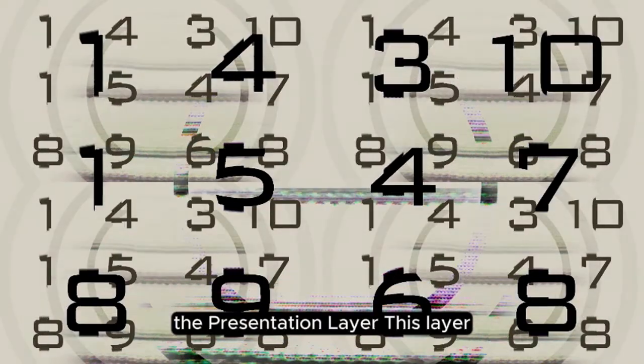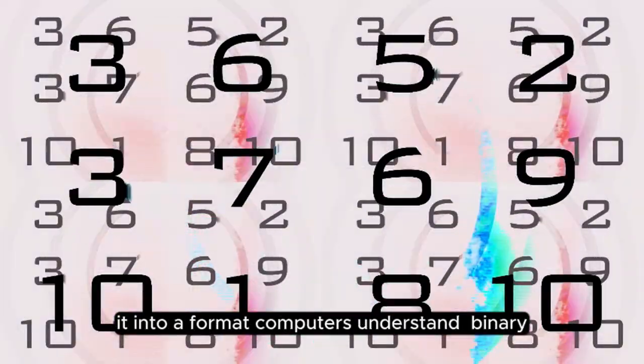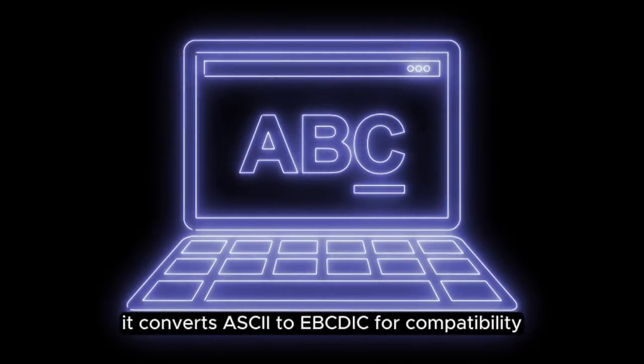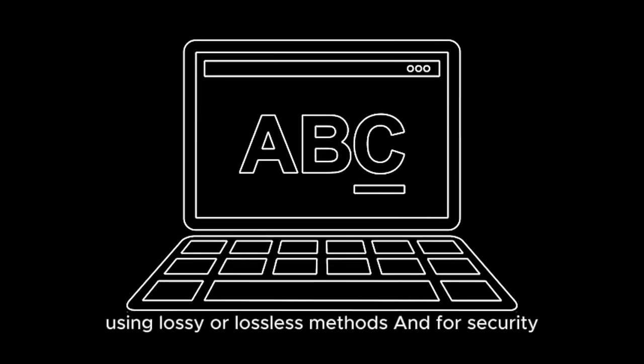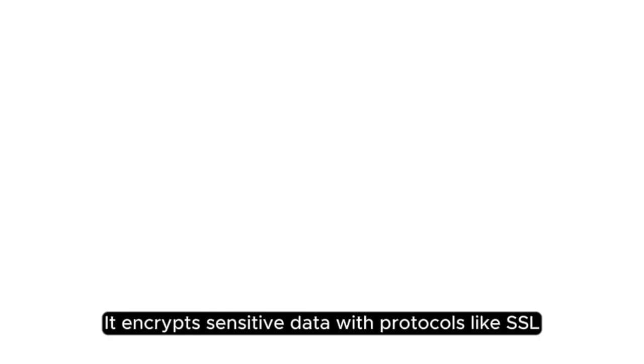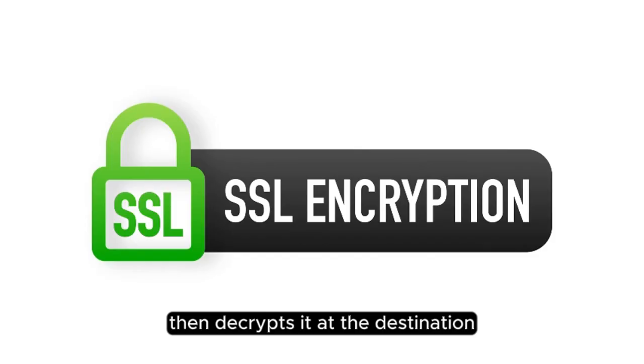Next up, the presentation layer. This layer takes data from the application layer like text or numbers and translates it into a format computers understand: binary. For example, it converts ASCII, EBCDIC for compatibility. It also compresses data to make transfers faster, like shrinking a video for streaming, using lossy or lossless methods. And for security, it encrypts sensitive data with protocols like SSL, then decrypts it at the destination. Translation, compression, encryption. This layer's a triple threat.